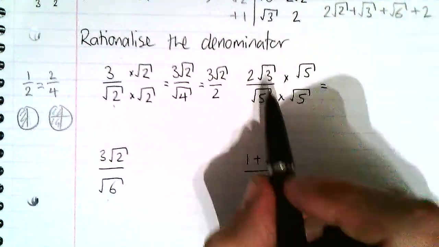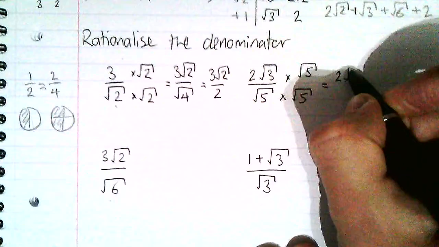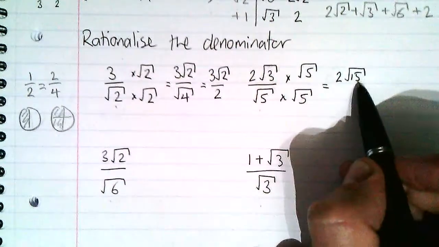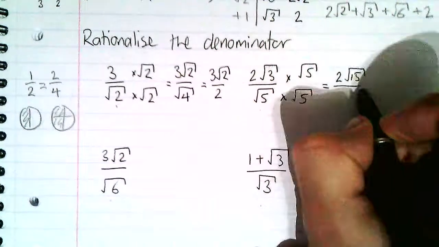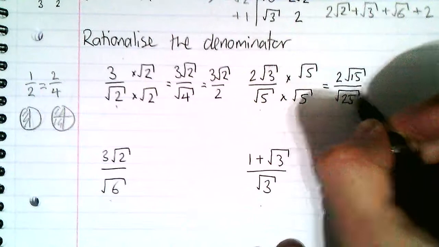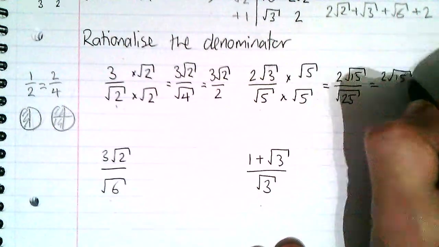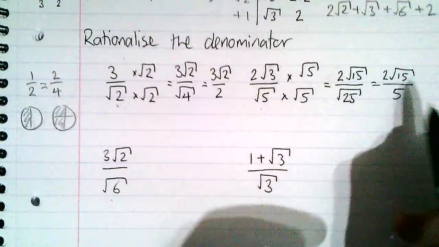So let's simplify this. 2 square root of 3 times square root of 5 is going to be 2 square root of 15. So 3 times 5 inside the surds can multiply together. The number on the outside can't multiply, it stays on the outside. And on the bottom, square root of 5 times the square root of 5 is the square root of 25, which is 5. So we get 2 square root of 15 divided by 5. And we're done, because this can't be simplified any further.